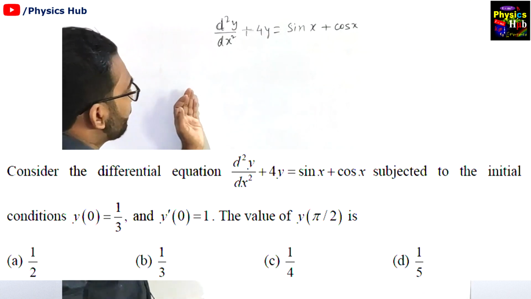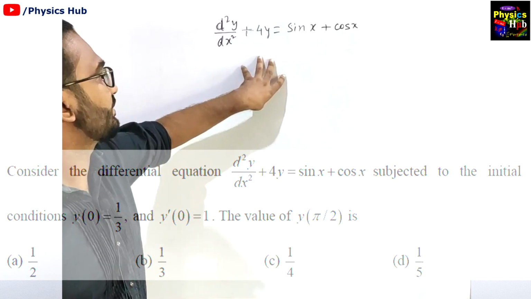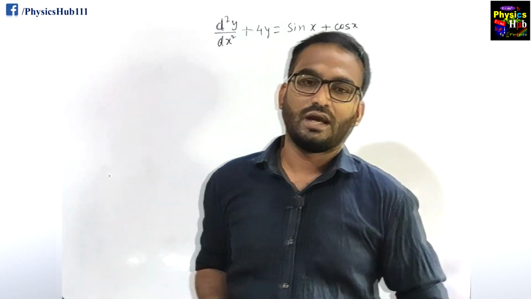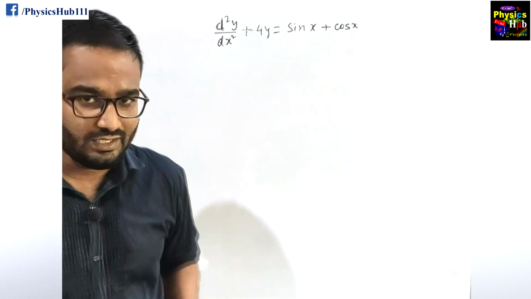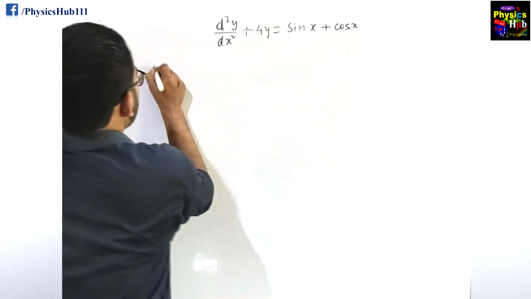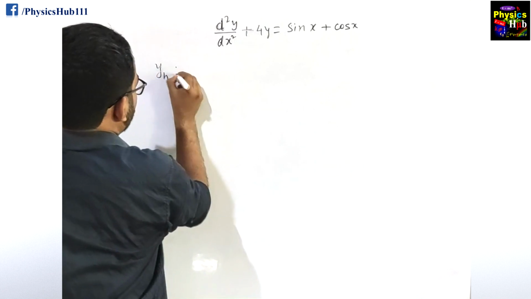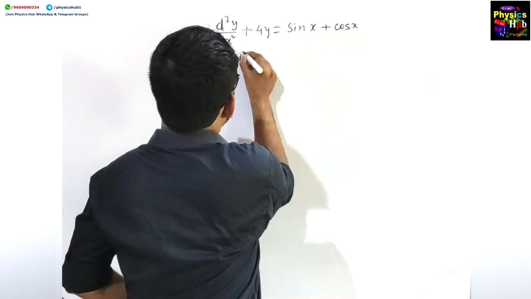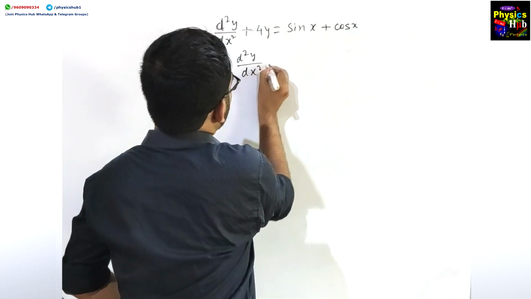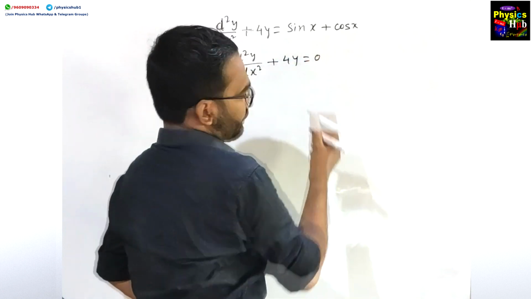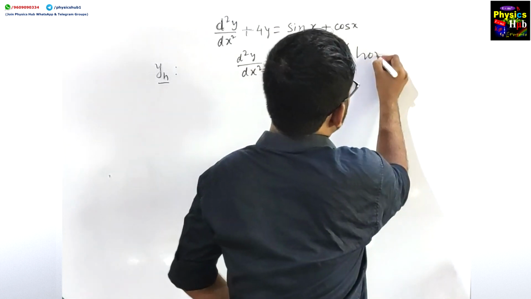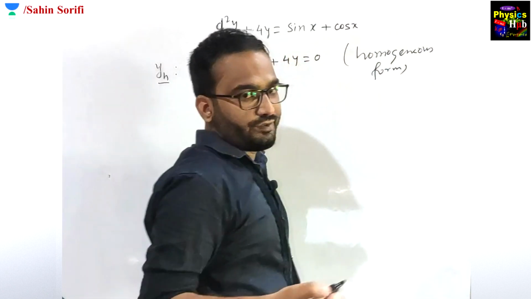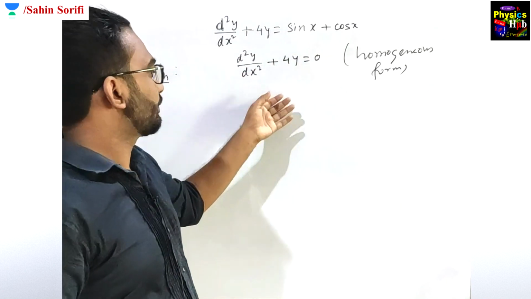So you can observe here that this differential equation is non-homogeneous in nature. So we have to find the homogeneous solution and we also need to find the particular integral. So let us first find the homogeneous part, yh. How do we find that? We just write the homogeneous part of this differential equation by equating the non-homogeneous part to 0. So this is the homogeneous form. Now how can we find the solution corresponding to this homogeneous differential equation?